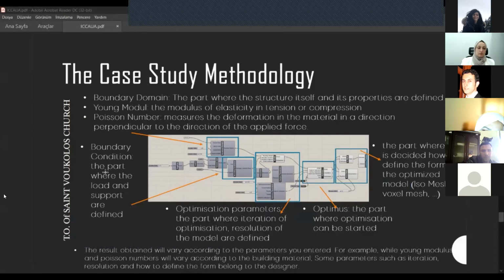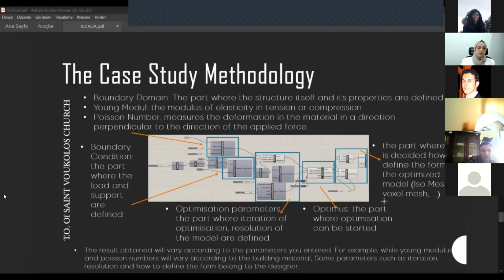conditions. Then optimization parameters were defined, in which parameters such as iteration of optimization and resolution of the model were defined in this part. And it has also been determined how to define the form that will be formed after the optimization is completed. Here, isomesh can be one of the choices, or voxel mesh one of the choices.